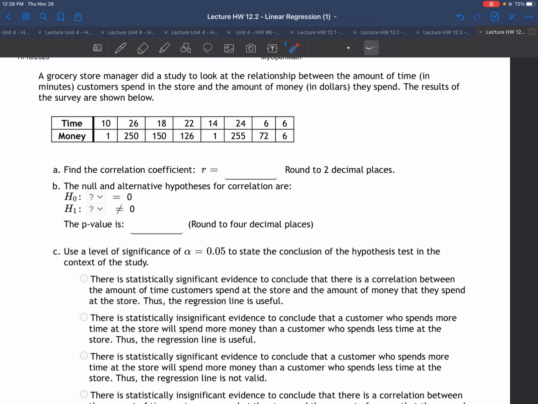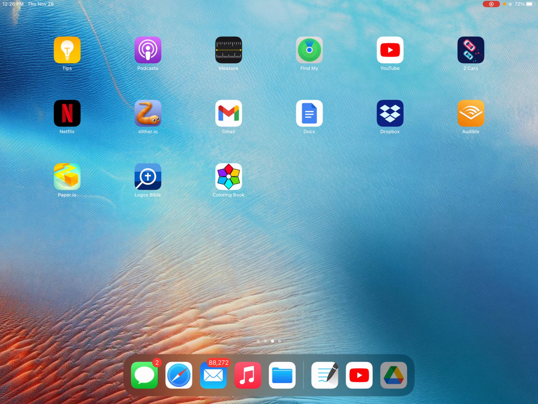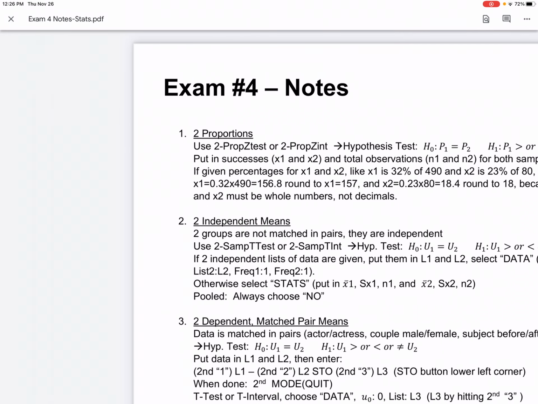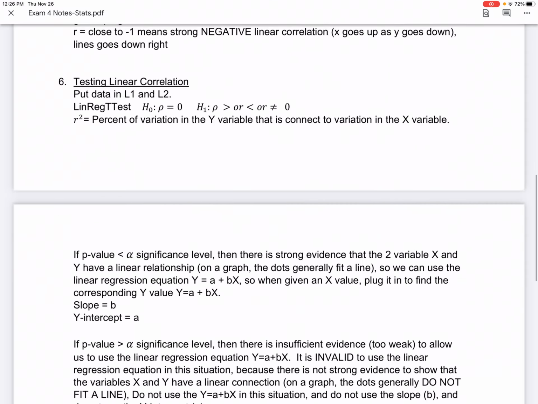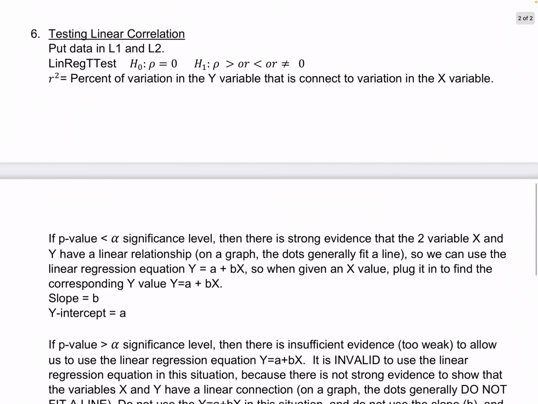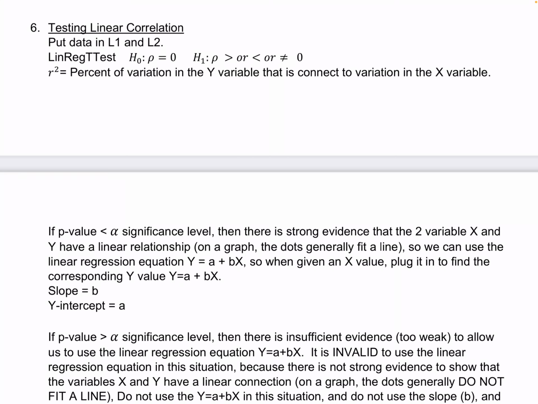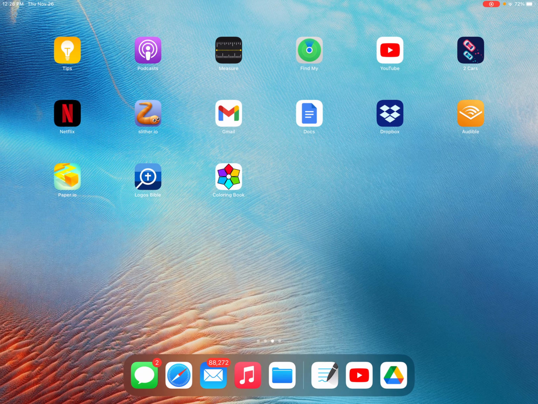So all kinds of people in real life, these are the kind of questions they want to answer. So how do we go about answering this? Well, they're asking, is there a relationship, specifically a linear relationship? So we need to go to the exam 4 notes. Let me show you. Exam 4 notes, right here, and then go on down to number 6, testing linear correlation. That's what we're trying to test. I've got the notes already here for you.